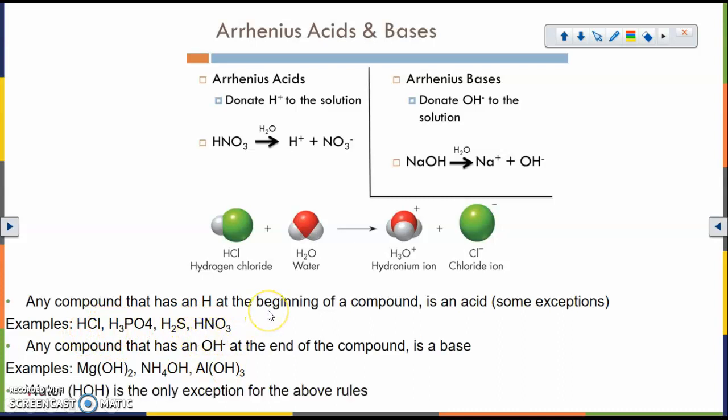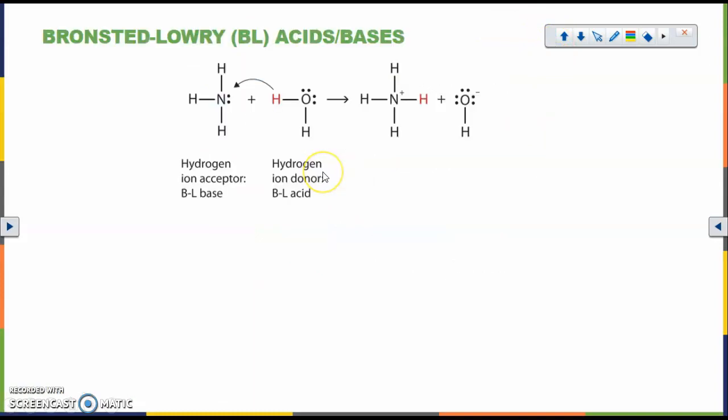There's only one exception, water, because water has an H in front and an OH in the back. In terms of the Arrhenius acid and base definition, it is neither an acid nor a base. It's actually both, if you think about it. That's one of the reasons why water is the basis for neutral solutions. So if you see water, even though it has an H in front and OH- at the end, obviously that negates the acid and base at one point. All right, so that's the Arrhenius acid and base definition.